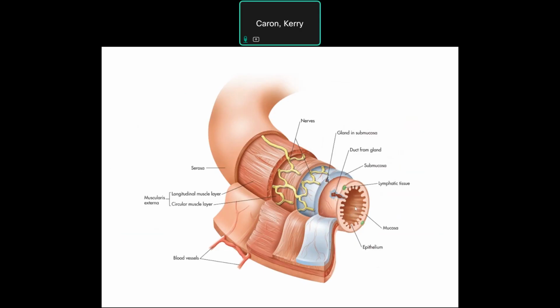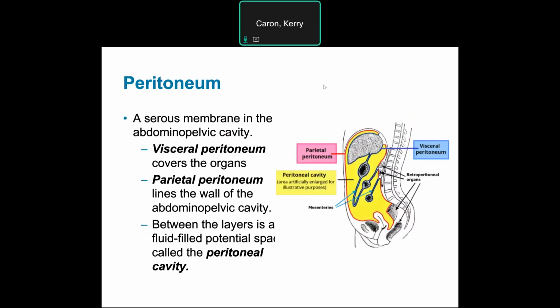Okay, so here's the lumen, the mucosa, epithelial cells. We got some lymphatic tissue. So we have the mucosal layer. Then we have the submucosal layer containing blood vessels and nerves and lymph. And then we have the 2 muscular layers that control peristalsis, and then the serosa layer. Okay, I mentioned the peritoneum. This is similar, remember the tissues chapter in the membranes. This is similar to the pericardium and the pleura.